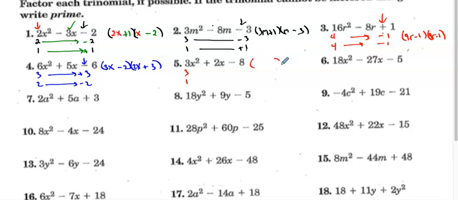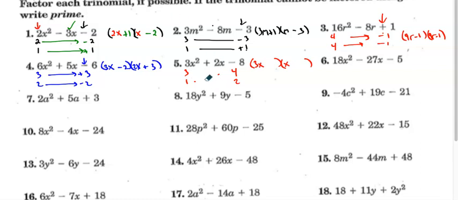Factors of negative 8 here, I don't know, but I know this is going to be 3x and 1x, that for sure. And let's play with some factors of 8. I guess I'll play with 4 and 2. 3 times 4 is 12. 1 times 2 is 2. 12 and 2 does not give me 2, so that's not going to work for me.